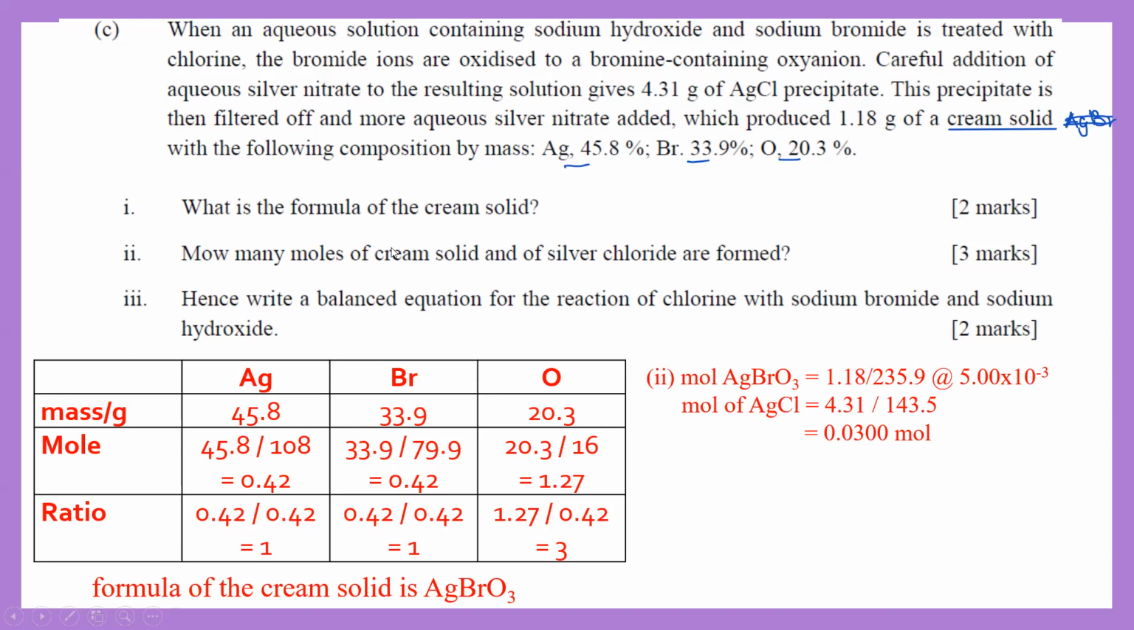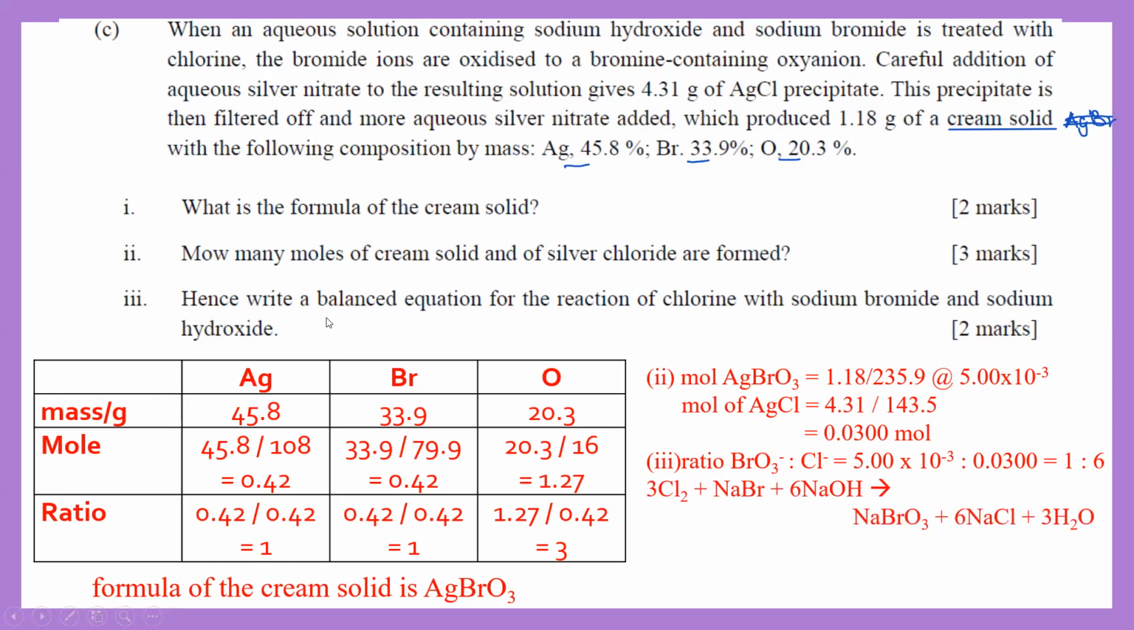Last but not least, hence write a balanced equation for the chlorine, sodium bromide and sodium hydroxide. In here, you should know that the ratio of BrO3 minus to Cl minus is 5.00 times 10 power of -3 to 0.03. So you get 1 to 6. If you want to balance your equation, you must make sure that between the bromate and the chloride you have the ratio of 1 to 6. So this question is trying to guide you on how to write these equations at the end of the day.